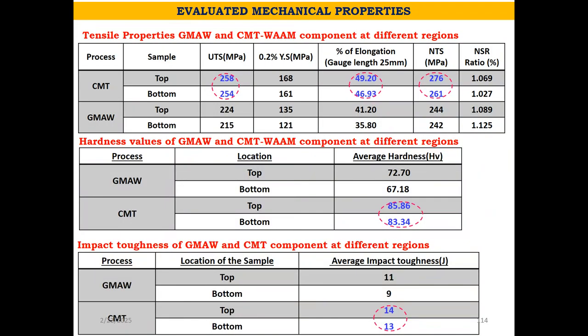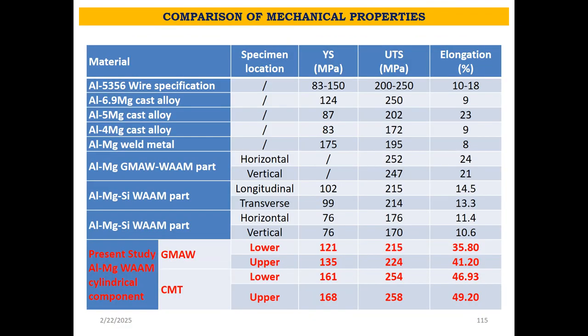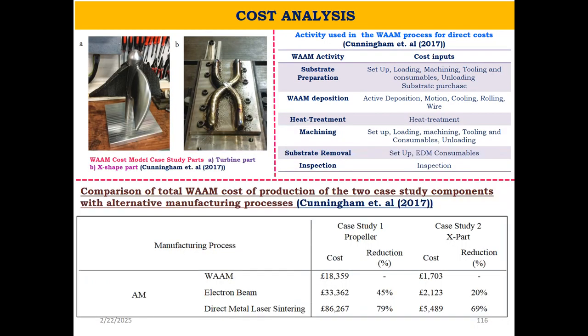To evaluate mechanical properties, they have extracted samples from both the top and bottom, to confirm where the weld quality is good, by comparing the GMW and CMT processes. They have compared how mechanical properties vary after the GMW and the CMT process. They went for the cost analysis to confirm which one is the best.